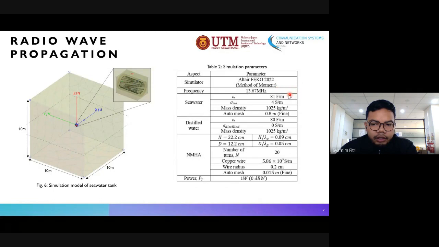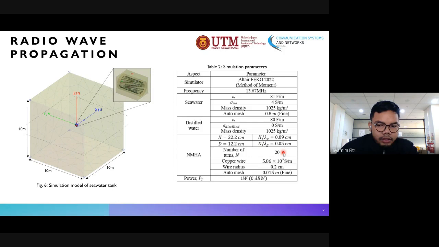In this simulation, the normal mode helical antenna is used with length of 22.2 centimeter, diameter of 12.2 centimeter and number of turns of 20. And it was positioned at the center of the tank with the depth of 5 meter.